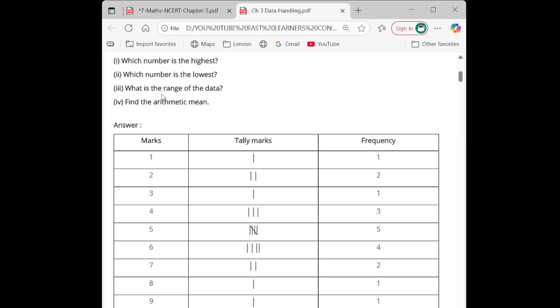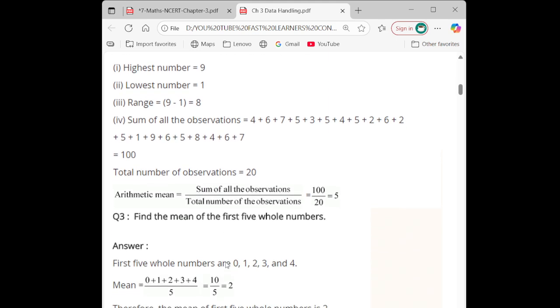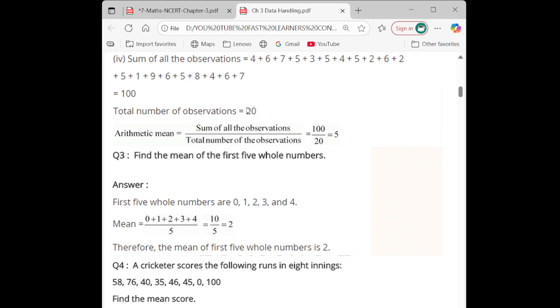Which number is the highest? Which number is the lowest? And then give the answers of the other questions as well.